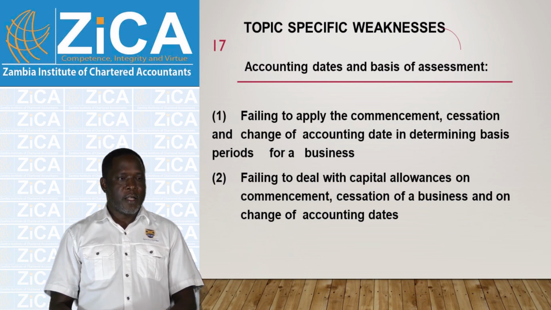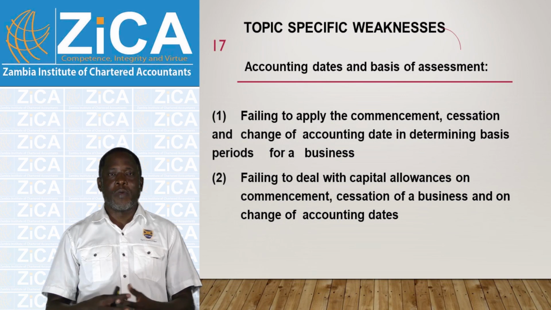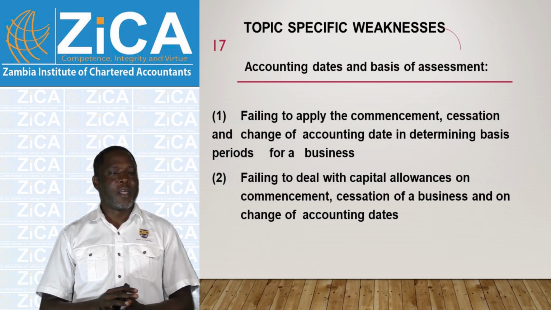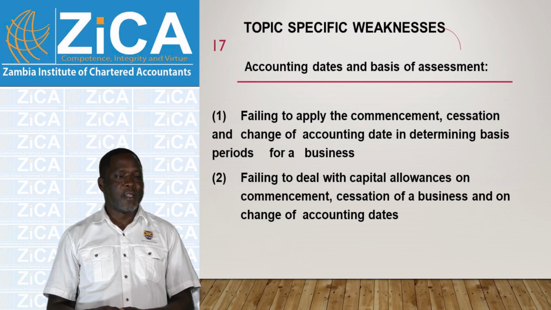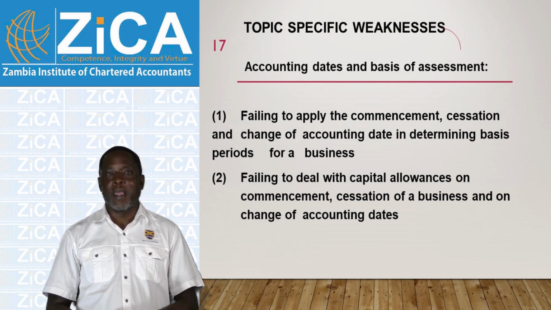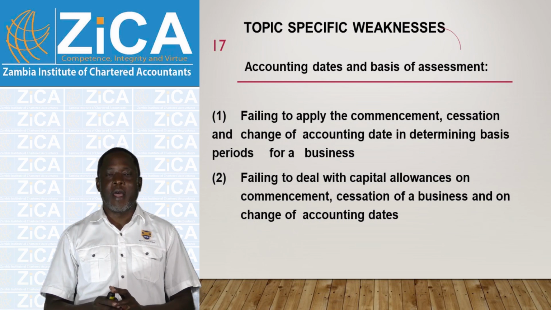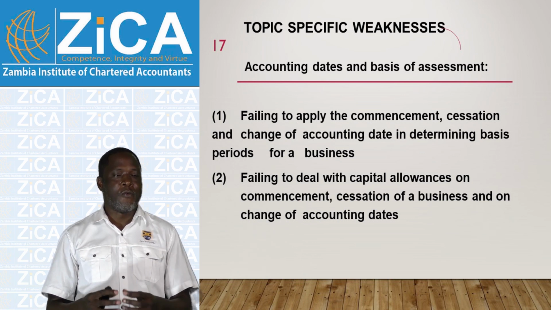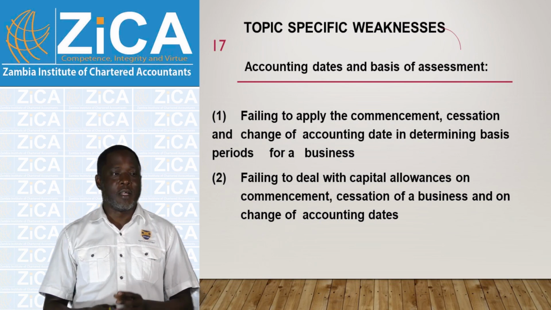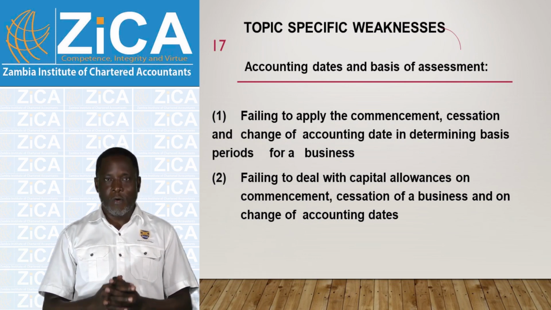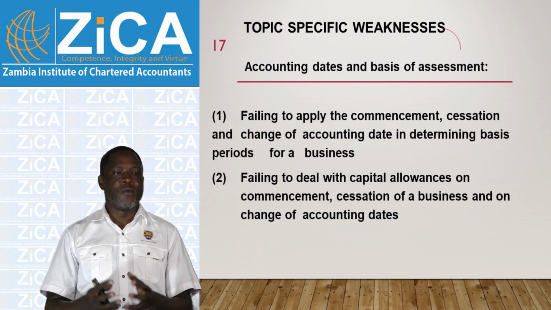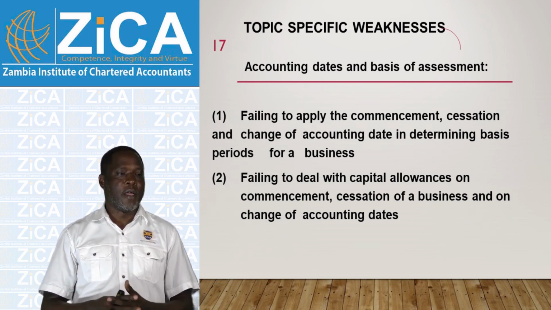In terms of accounting dates and basis of assessment, this is another topic which creates challenges for students. Specific weaknesses in this particular topic include failing to apply the commencement and cessation rules, as well as the rules which apply when a business changes an accounting date. Then also further challenges arise when it comes to dealing with capital allowances on the commencement and cessation of a business, as well as on the change of an accounting date. So it is always important that you go through these rules so that you are thoroughly conversant with them and can easily apply them in the examination.